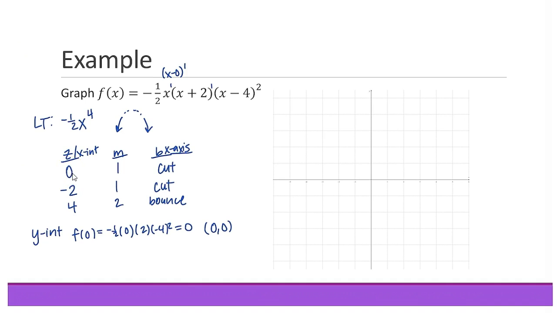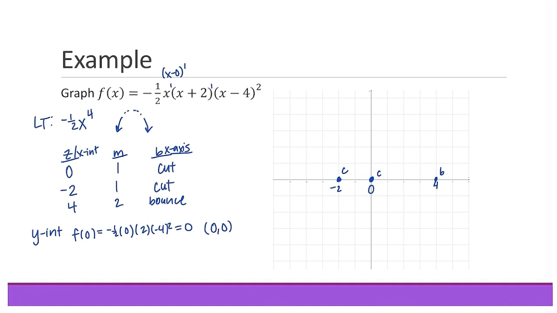And then now let's go ahead and plot all of this. Let's plot the x-intercepts first. That's what I always start with. So at the x-intercept of 0, I'm going to cut, so I'm going to put a little c. At negative 2, I'm going to cut there, so I'm going to put a little c. At 4, I'm going to bounce, so I'm going to put a little b. And then that is already plotting the y-intercept.